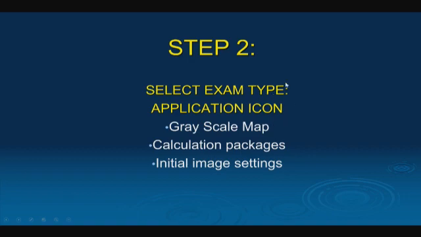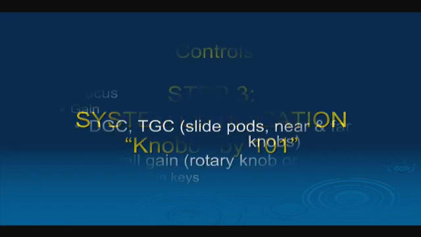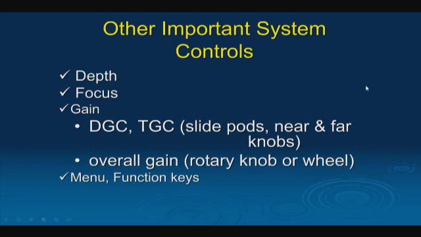When you select the icon for the type of exam you're going to do, these are the things that are going to preset: your grayscale map, your calculation packages, and your initial image settings. That includes your gain controls for an average size patient. You are going to have to tweak that. You have to put the transducer down, and that's going to determine what you end up doing. The things that you're going to tweak the most are your depth, your focus, and your gain.